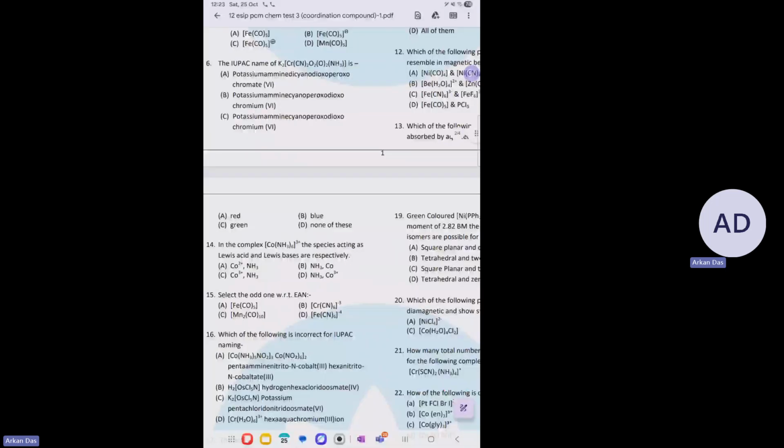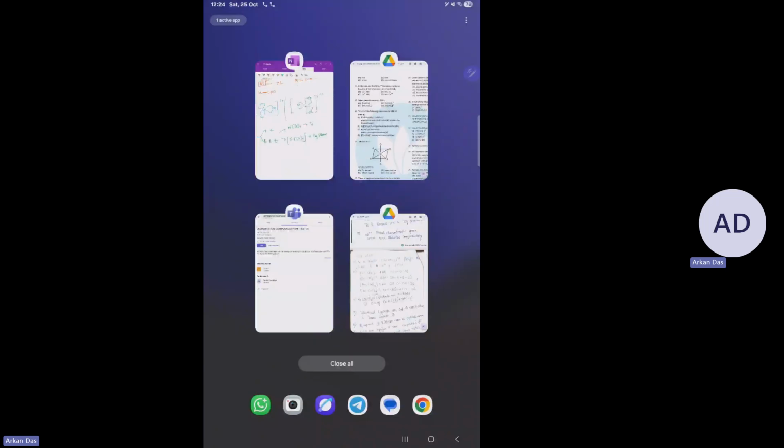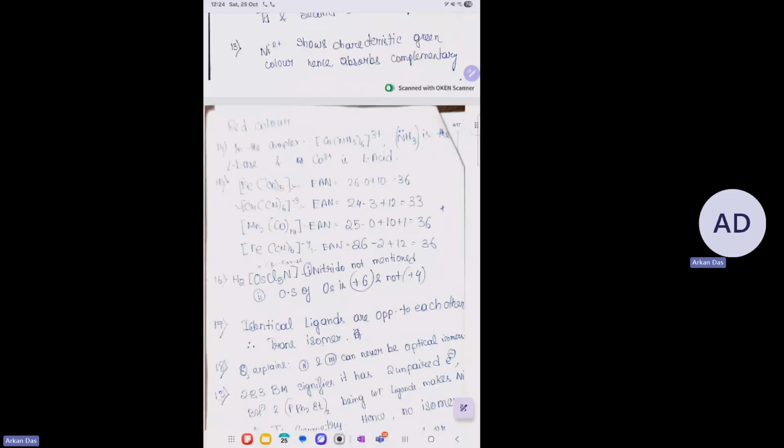Question number 15. Select the odd one with respect to EAN. EAN is effective atomic number. I think we all know the formula. The effective atomic number formula states that it is the atomic number of the central atom minus the oxidation number, plus 2 into coordination number. That gives you EAN. You have to calculate the EAN for all of them and find out which one is not matching, and that will be the answer. In this question, you will find option 2 is having 33, whereas all of the others have EAN exactly equal to krypton, that is 36.